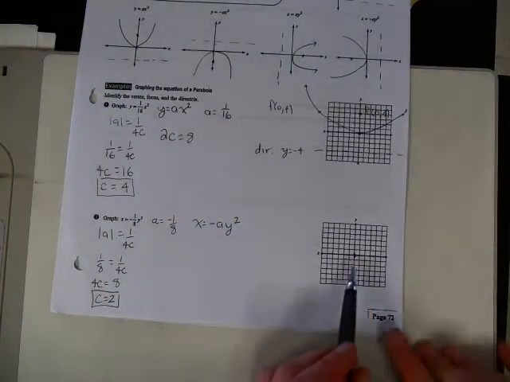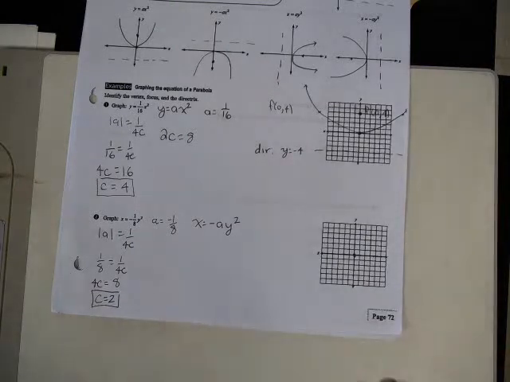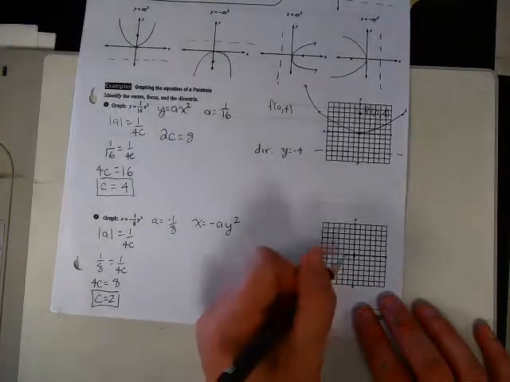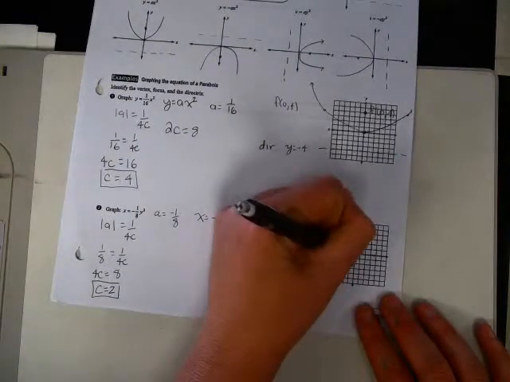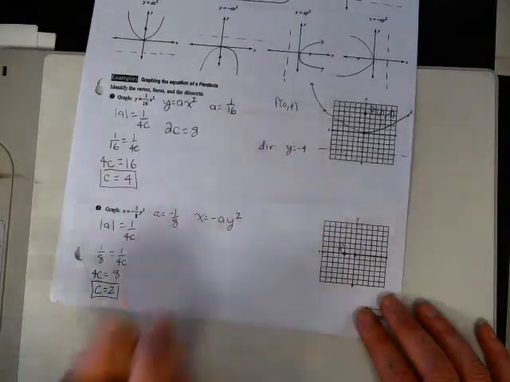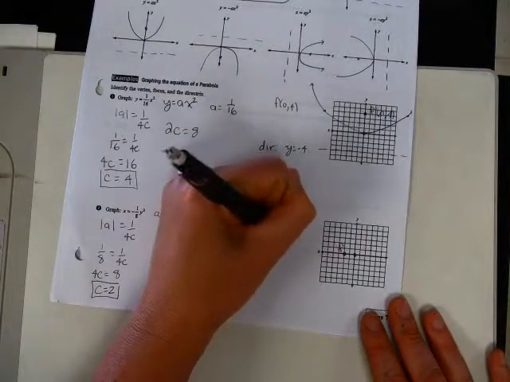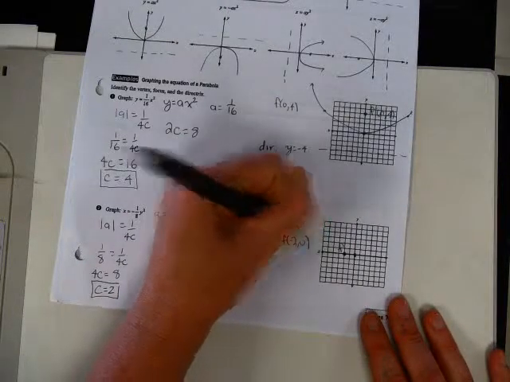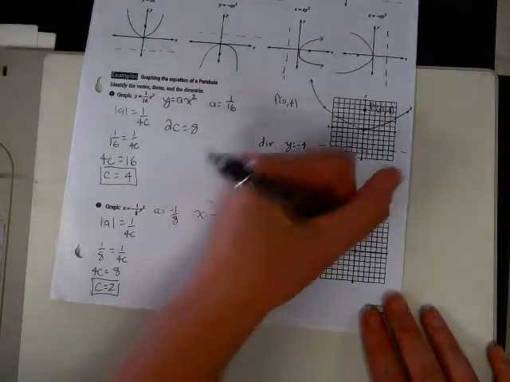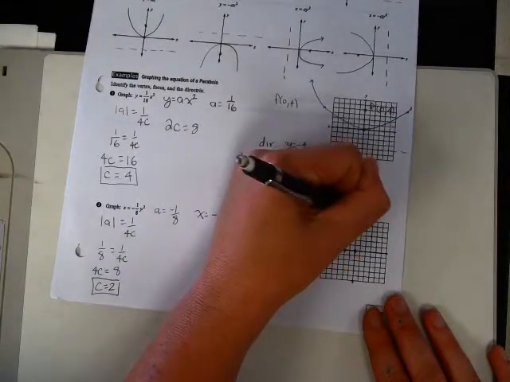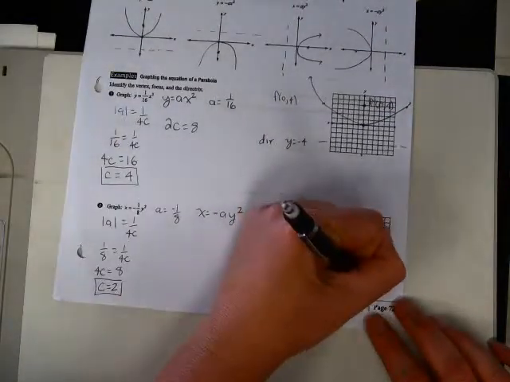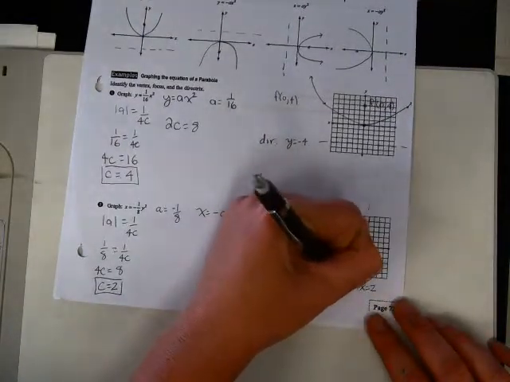So I know my parabola is going to open to the left, and I know my focus is 2 units to the left of my vertex. So 1, 2, there it is, and I will label this F. And I'll write it over here. F is (negative 2, 0). And my directrix will be 2 units to the right of my vertex. 1, 2. And that is the line x equals 2. That's my directrix.